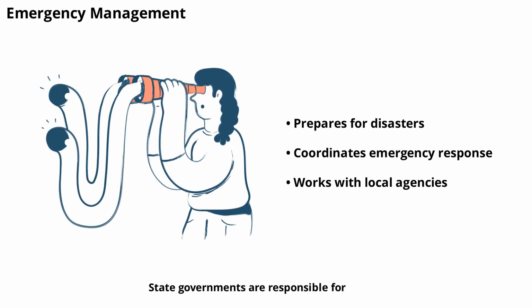State governments are responsible for preparing for and responding to emergencies such as natural disasters, public health crises, or security threats. They coordinate with local and federal agencies to provide resources, issue warnings, and manage evacuations. Effective emergency management saves lives and helps communities recover more quickly.